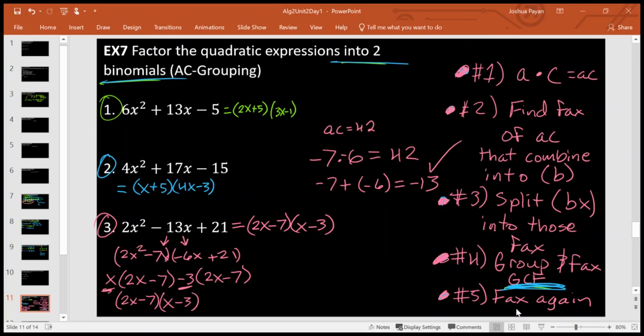Okay, so that's how AC grouping works. It works in all cases. Even if A is 1, it'll still work out the same. You'll still end up just doing fill in the blank, though. But the idea is the same. Pretty tedious, kind of, but it's the same 5 steps over and over again, and it always works out, assuming that it is factorable.